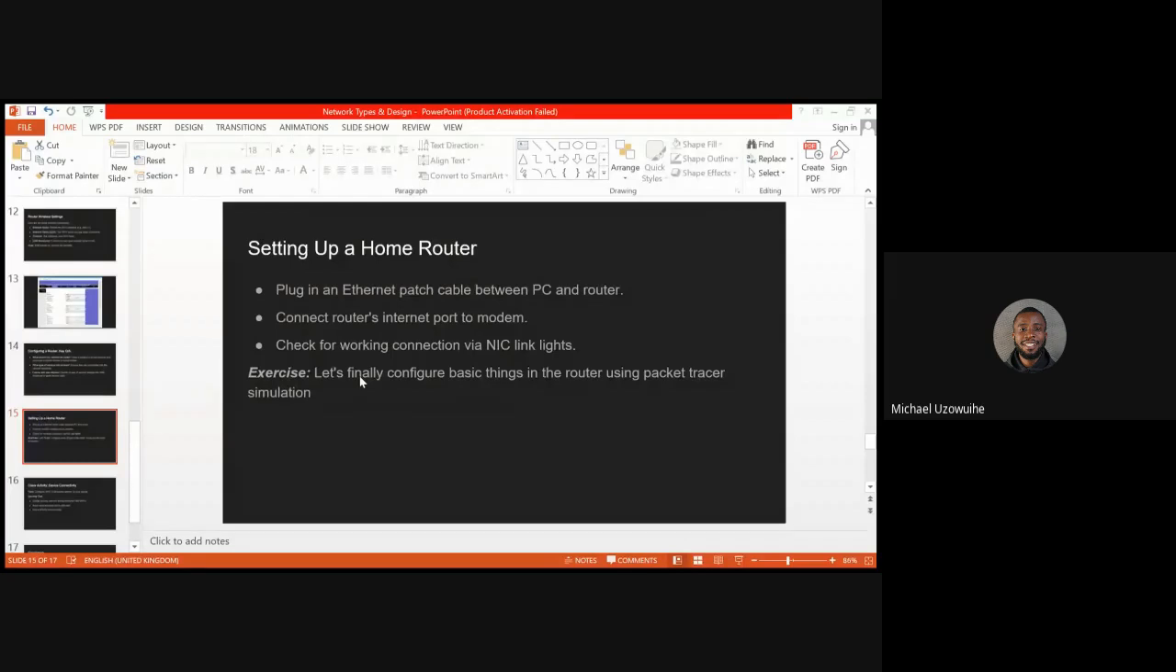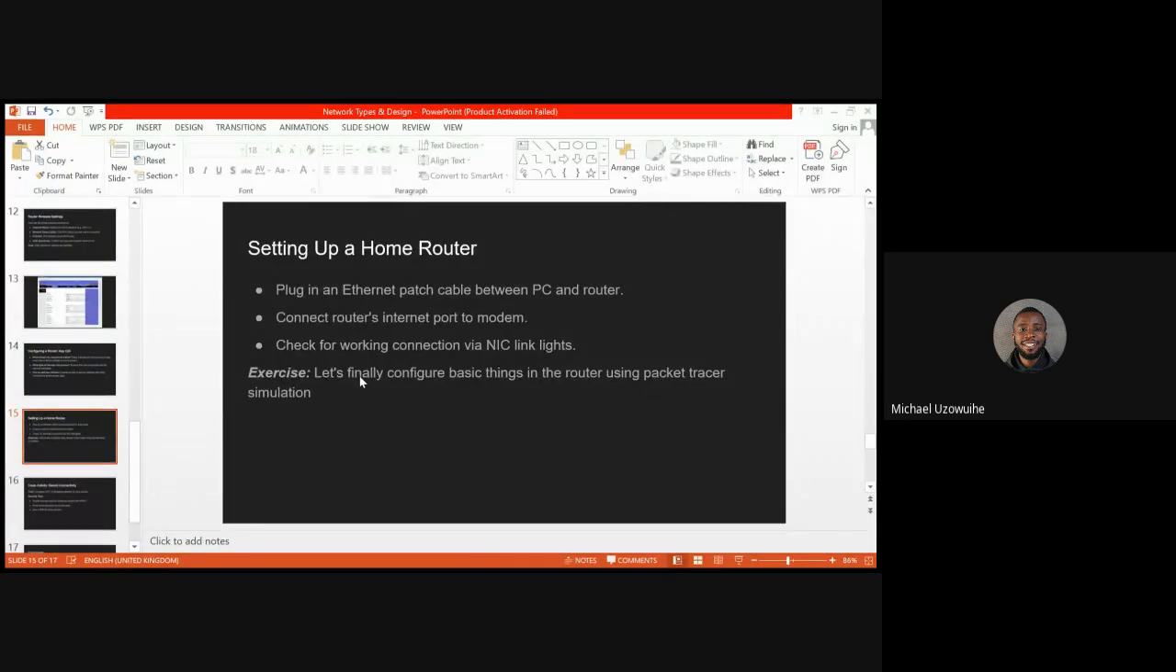So, setting up a home router. I said the first thing is to what? The internet port that I showed you guys. The internet port is where you plug in your what? Internet patch cable. Then all the devices you want will connect to your local network. It will be connected there.